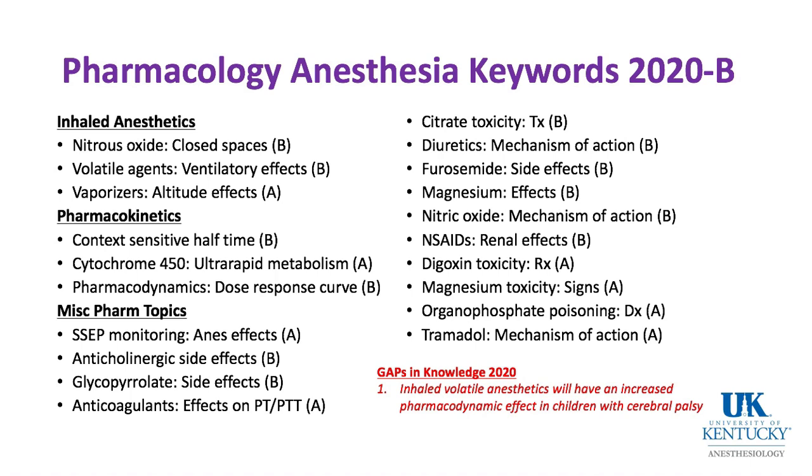it binds calcium, diuretics, how they work, where they work, furosemide, side effects, magnesium effects, nitric oxide and how it works, NSAIDs and their renal effect on reducing prostaglandins and renal blood flow, digoxin toxicity and how we treat it, magnesium toxicity and some of the signs of it, organophosphate poisoning, the diagnosis, and tramadol, how it works at mu receptors and at two other areas that we'll talk about.